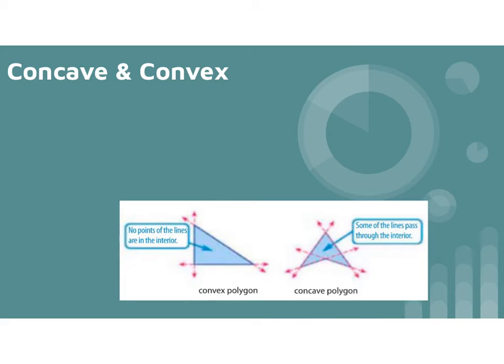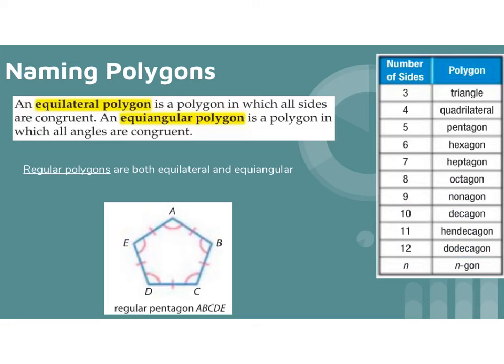It's important that we understand how to name polygons. For example, we have concave and convex polygons. A convex polygon has no points of lines that are in the interior. They're all in the exterior. A concave polygon, on the other hand, has some points with lines that pass through the interior. See, for example, this line passes through the interior, and this line passes through the interior. So convex and concave, make sure those are in your notes.